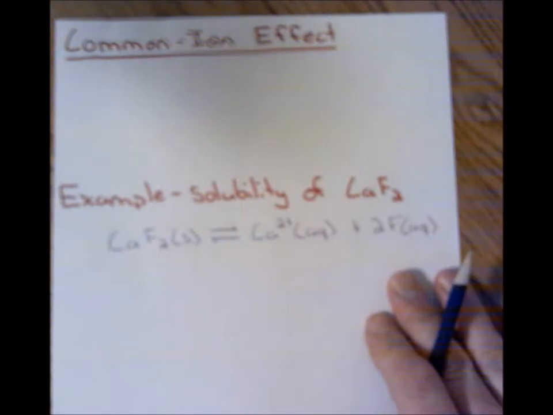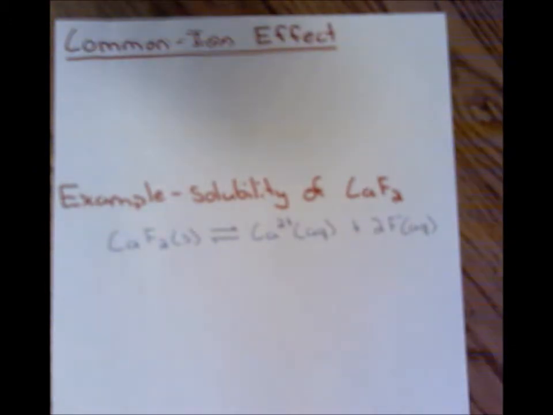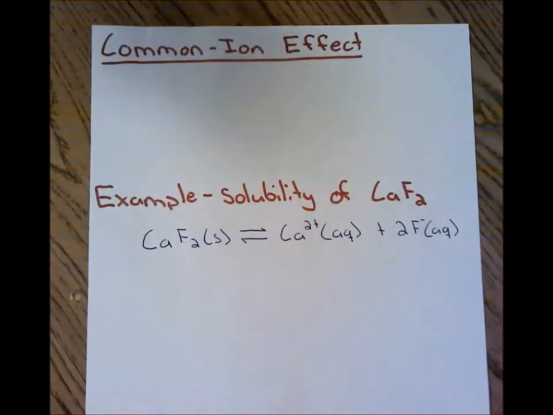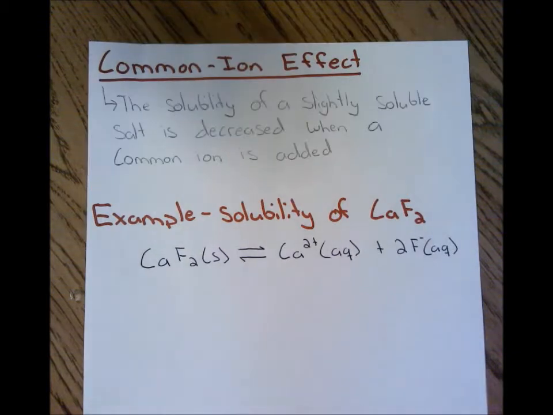So we start out here with the first factor that affects solubility, and that is the common ion effect. For the common ion effect, the solubility of a slightly soluble salt is decreased when a common ion is added. So when we add that common ion, the solubility is going to be decreased for that ionic substance. The best way to see this is through an example.